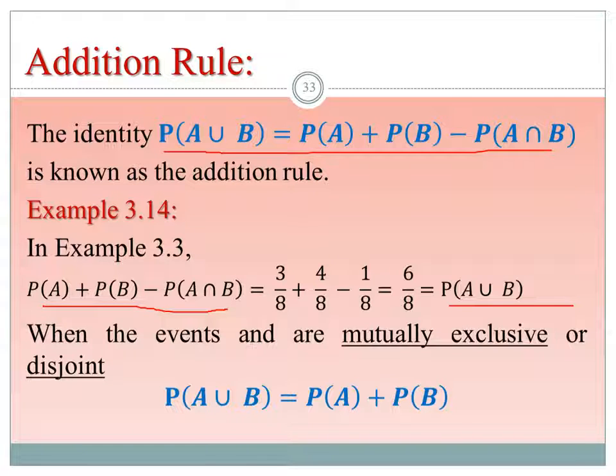Alright, so suppose events A and B are mutually exclusive or disjoint. In that situation, the probability of A intersection B is equal to 0, which means this term goes to 0. So the probability of A union B is equal to the probability of A plus the probability of B. This is a special situation: if we are given that events A and B are mutually exclusive or disjoint, we can write the probability of A union B as the probability of A plus the probability of B.